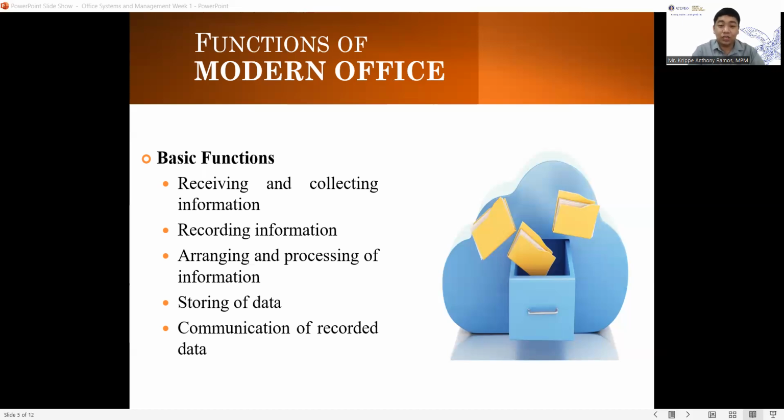Next will be the communication of recorded data. So, guys, the office has to supply the right information at the right time to different departments, and even to outside bodies to which, in some way or another, we are related. In order for us to create sound business decisions, the information that they request needs to be given to that specific department. Because the moment you are not able to communicate the recorded data on time to the right department, there will be no organization when it comes to business decisions. Okay? So those are the basic functions of a modern office.